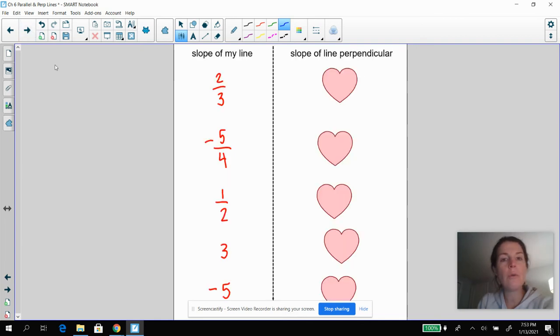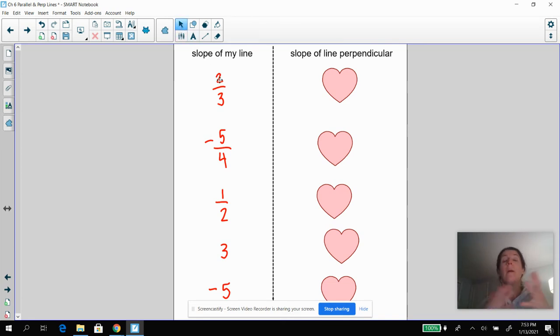So let's practice for a second. I want you to pause the video here, and give me the opposite reciprocal slope of each one of the slopes on the left. All right, we're back. So remember, my lines have the slopes on the left, and my perpendicular lines have the slopes on the right.